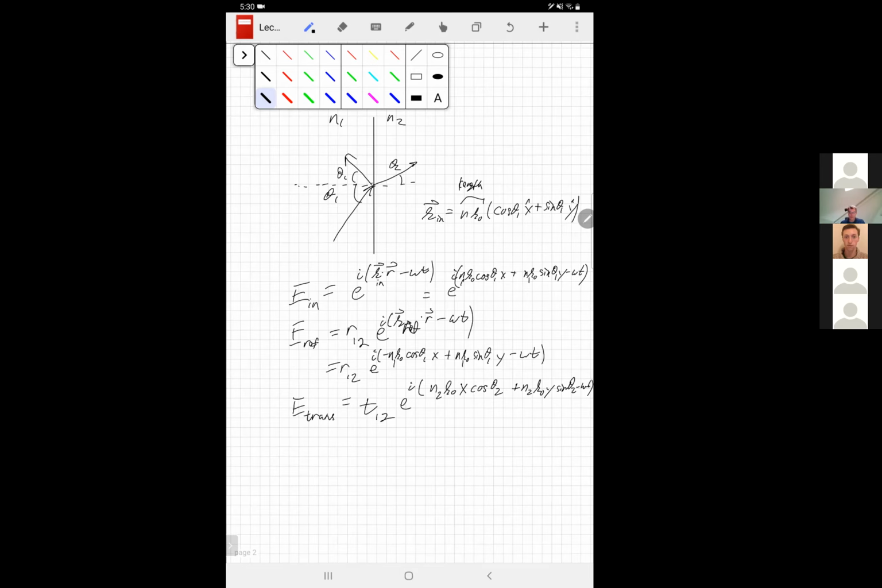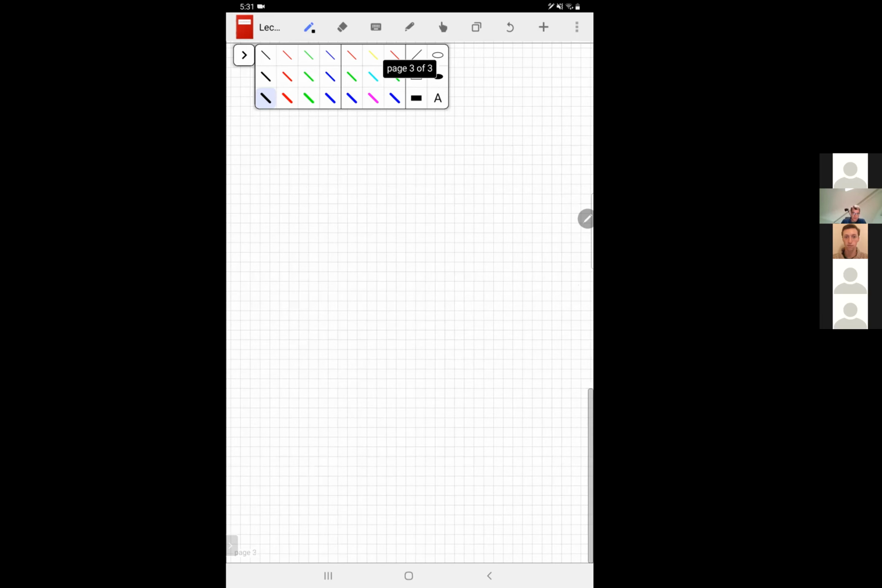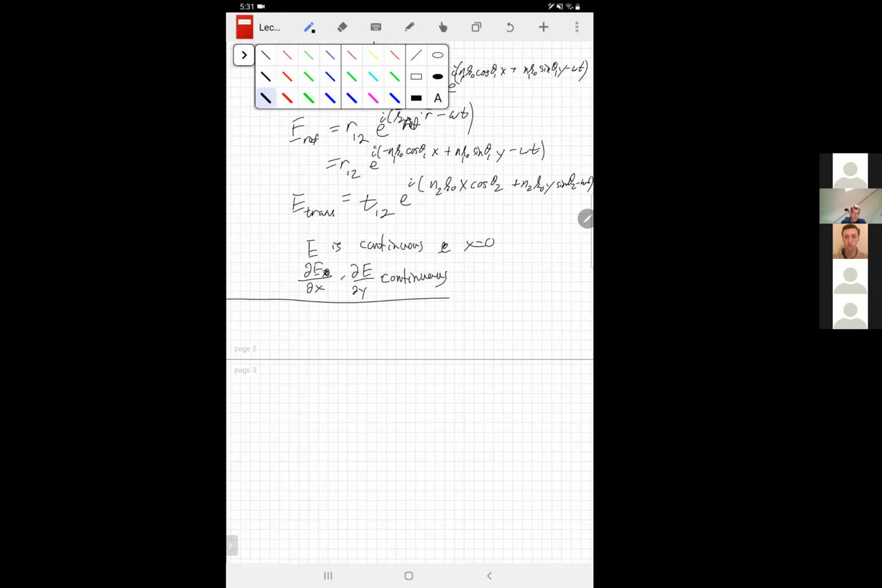Well, now let's think about what we need. We need to have that the wave is continuous. We need to have that E is continuous. And we need that the derivatives with respect to X and Y are continuous. Now, first, let's just write down our conditions for continuity of E itself.